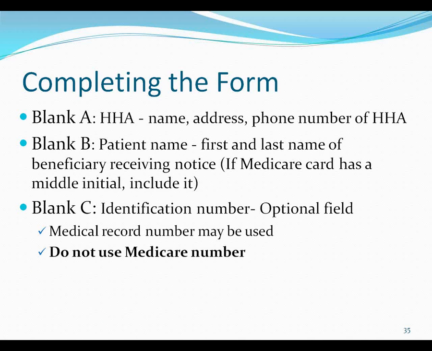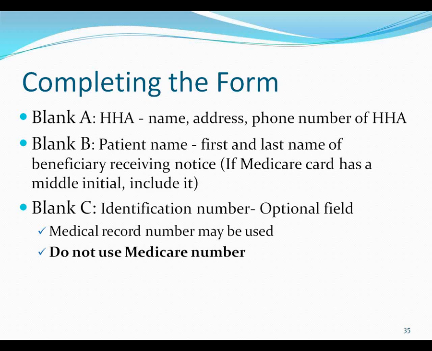So blank A is the home health agency's name, address, and phone number. Pretty self-explanatory. And then B is the patient's name, and the first and the last name need to be on the note. It's not just an initial in the last name. They could say that might be invalid. And if the instructions do say if there's an initial on the Medicare card, you should include that on the form.